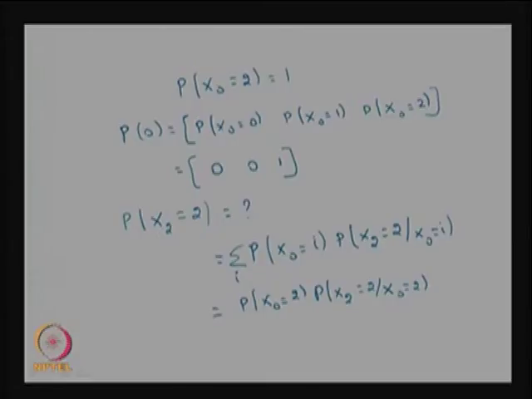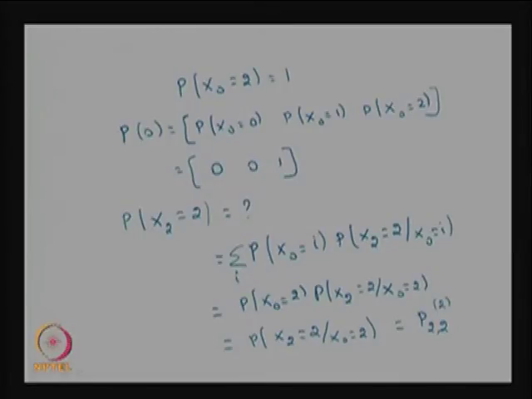Therefore, 0 times anything is going to be 0. Therefore, it is the same as the probability that X0 is equal to 2, and that probability is 1. Therefore, this is the same as the probability that X2 is equal to 2 given that X0 is equal to 2. So, this is the same as the probability P(2,2) in 2 steps.